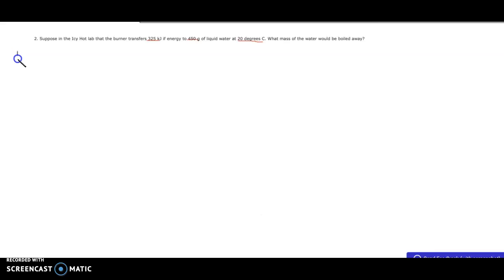So the first step is to draw your graph. So you have time on the bottom, and then you have temperature here. And then you find out, okay, so to get to boiling, because it says we boil, we have to raise our temperature because we started at 20 degrees Celsius. And we know that water has a boiling point of 100. Okay, so you have to get up to 100.